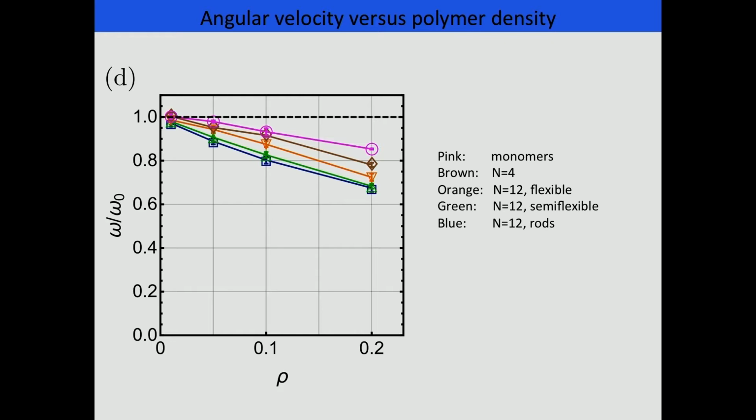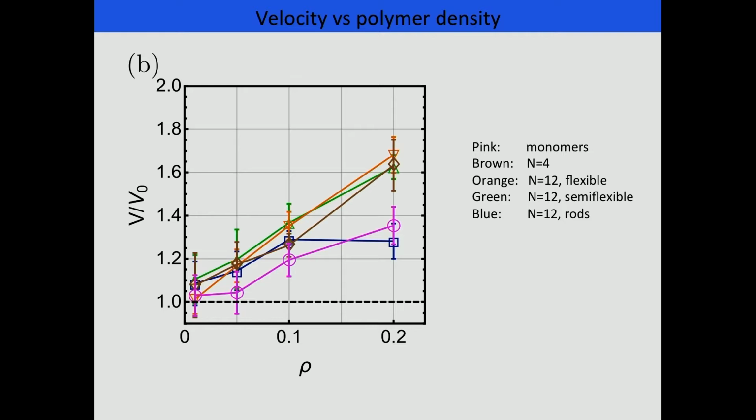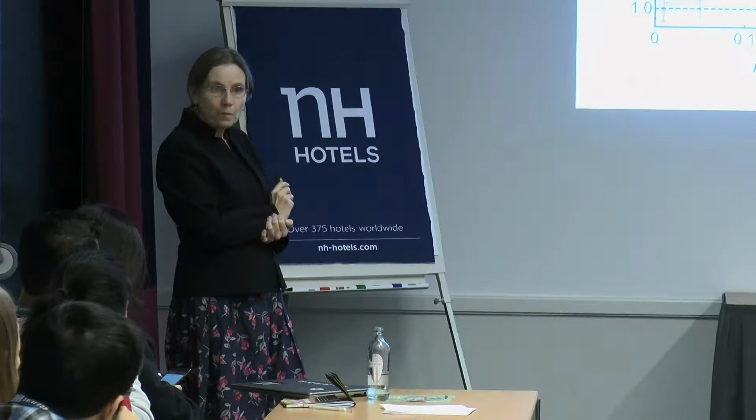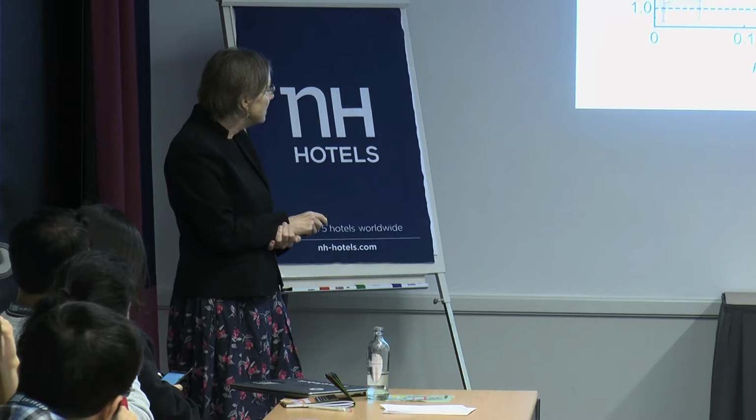Right, fine, everything's boring so far, until you get to this. This is the velocity versus the polymer density, so the velocity of the swimmer, and certainly one would guess that that would get slower as well. That's where we started, and it doesn't. It goes up, and it goes up really quite a lot. For these ones here, we're talking about an increase of about 60% over the fluid which has no polymers in at all.